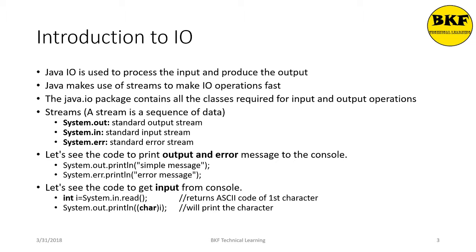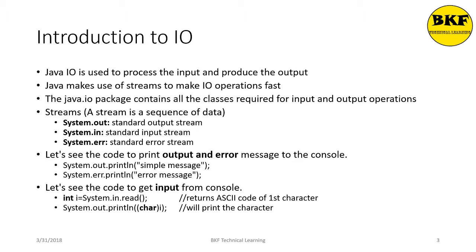Java I/O is used to process the input and produce the output. Java makes use of streams to make I/O operations fast. The Java I/O package contains all the classes required for input and output operations. There are three types of stream: output stream, input stream, and error stream. A stream is a sequence of data.